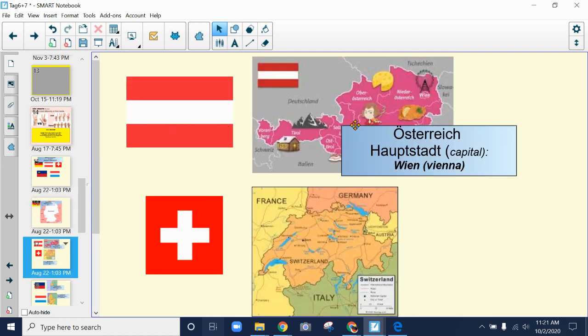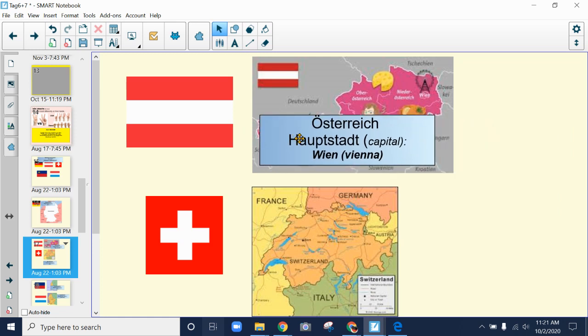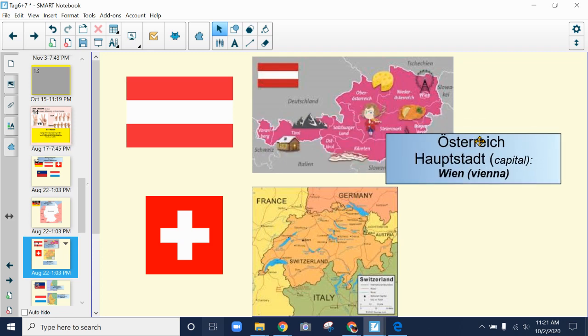Then we talked about Österreich. Österreich is Austria and the Hauptstadt is Wien. The capital is Wien. And as you can see, it borders right on Germany, right here.